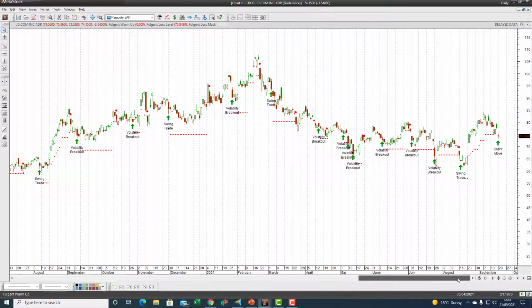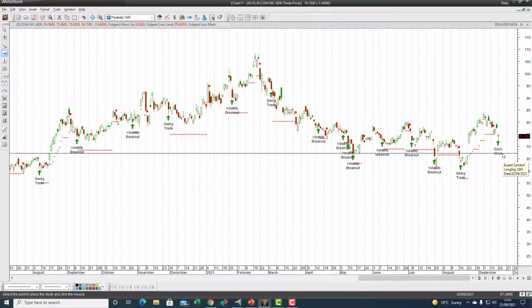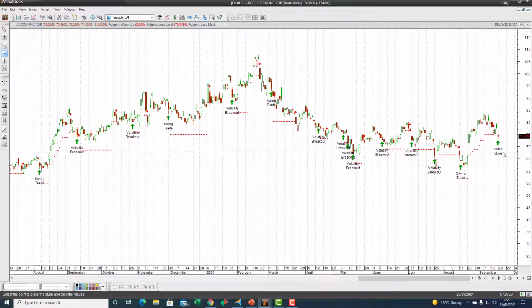Now, if you're very aggressive, you can use the sell signals for short selling, but I wouldn't necessarily do that in the current Fed-induced liquidity bubble. But we've got a last swing trade that worked out well. We got in here at just about 65, out at around 80. And now we have a new quick move swing trade in. The trailing stop loss is around about there.